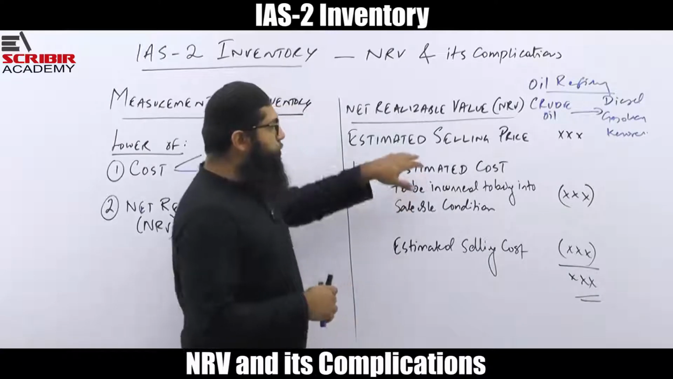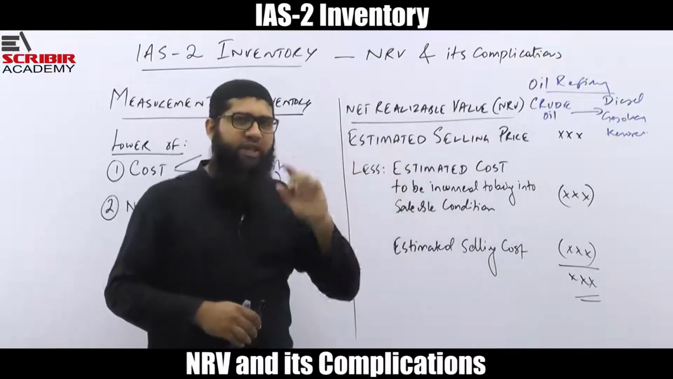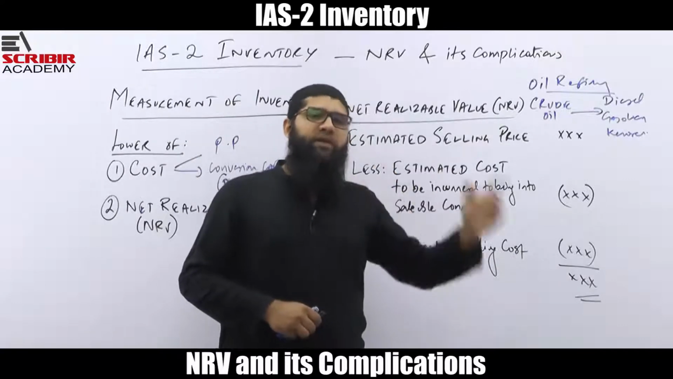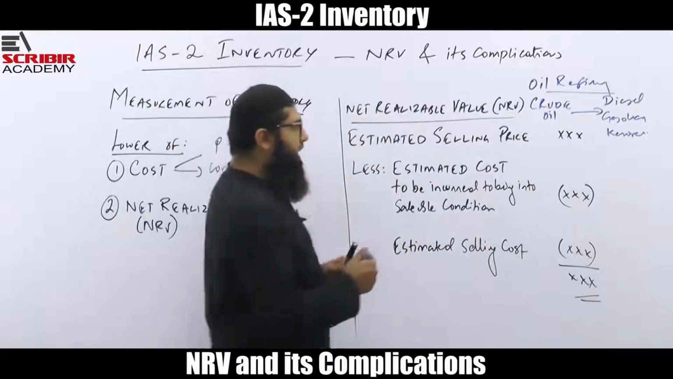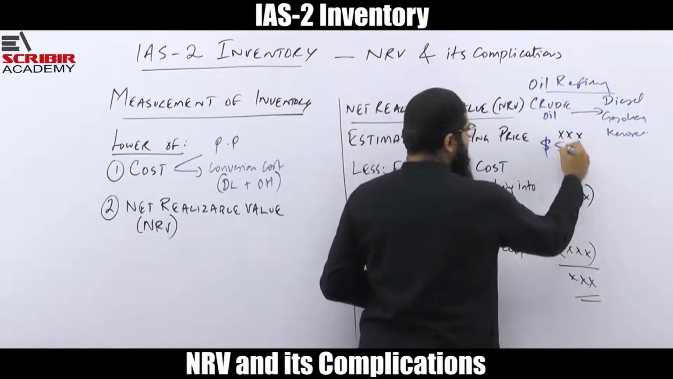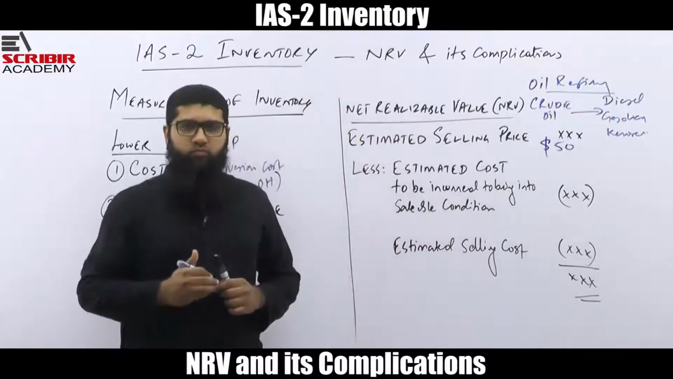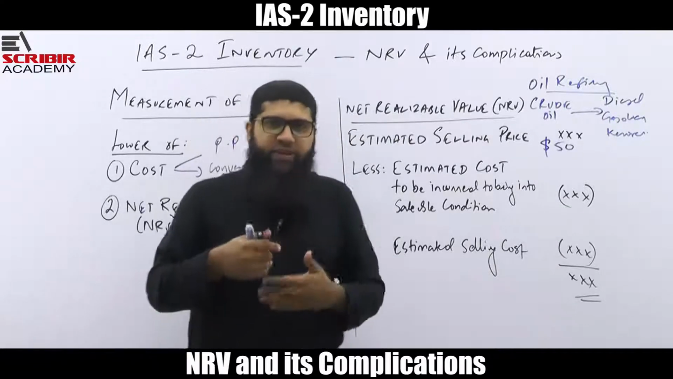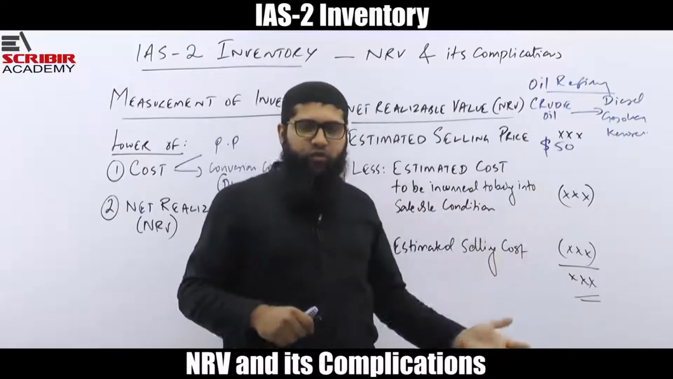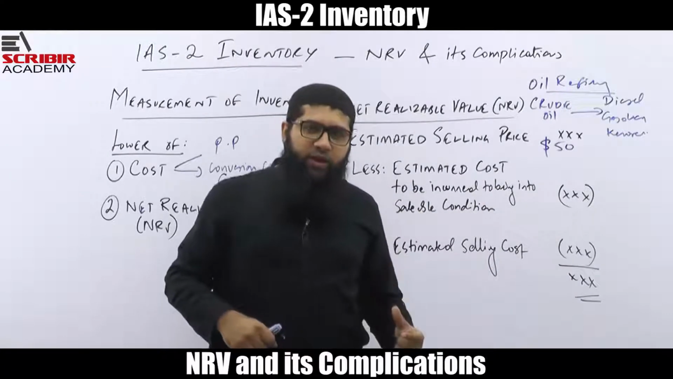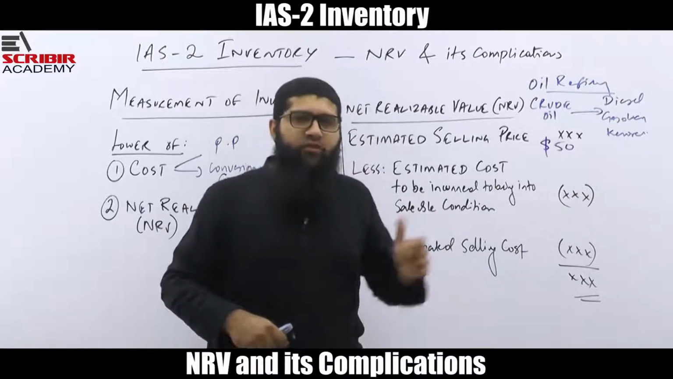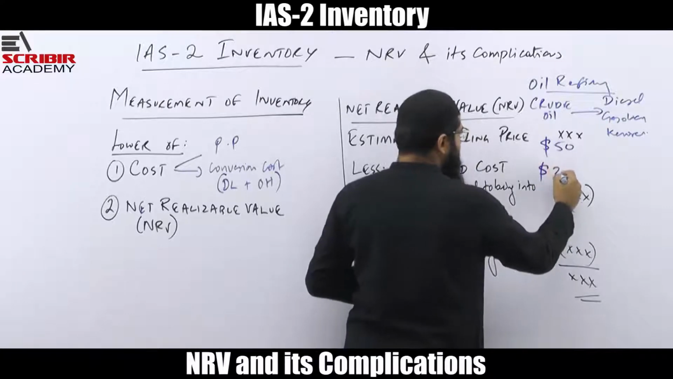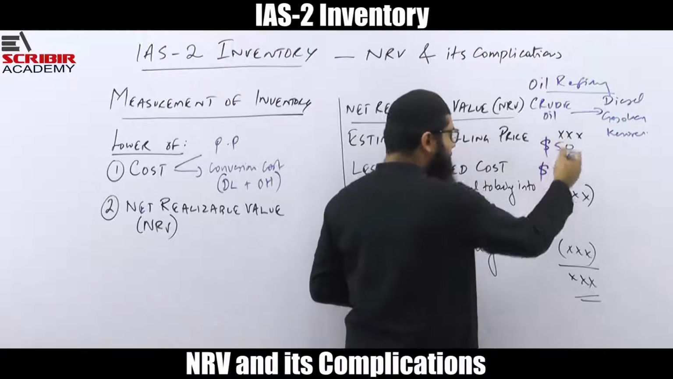The first thing that you are going to do is establish the estimated selling price. If I manufacture that gasoline, what is going to be the ultimate selling price of this gasoline? Assume that the ultimate selling price of the gasoline is expected to be $50. The second thing is, the present state of the crude oil is that it is in the refining process. It's not converted into gasoline. So how much is the cost that I need to incur in order to convert this crude oil into gasoline? Assume that you might have to incur a cost of, let's say, $20 in order to convert this crude oil into gasoline.